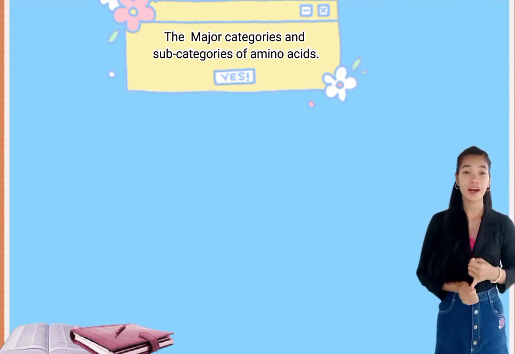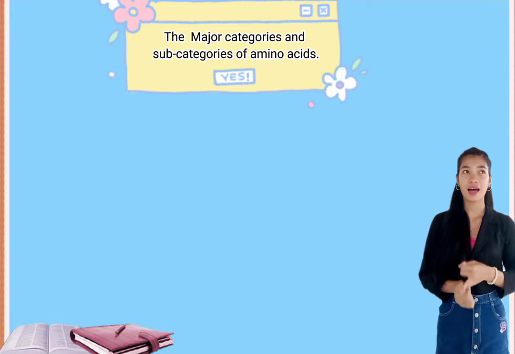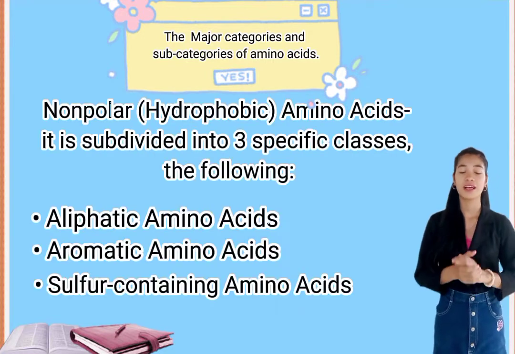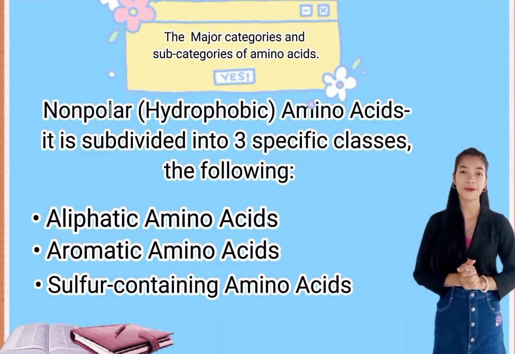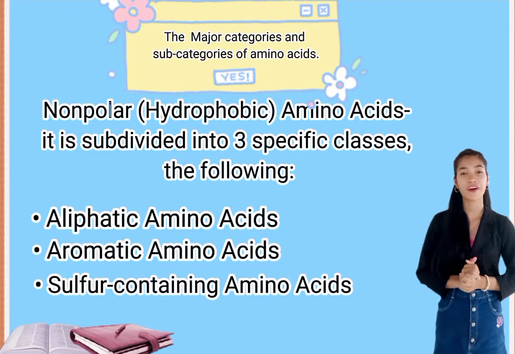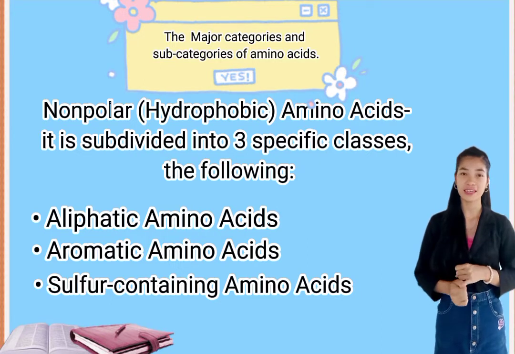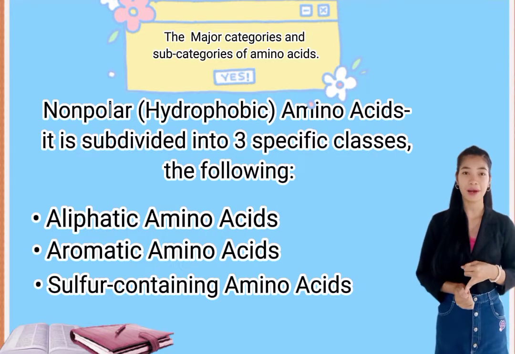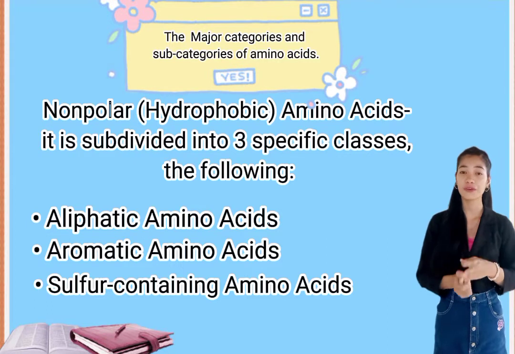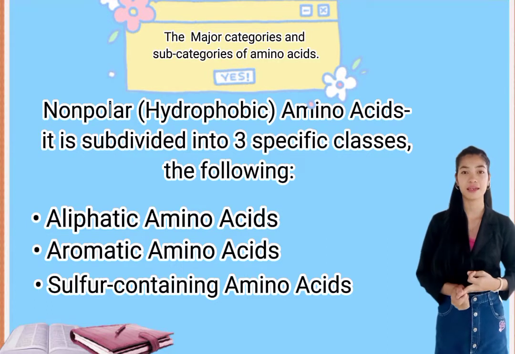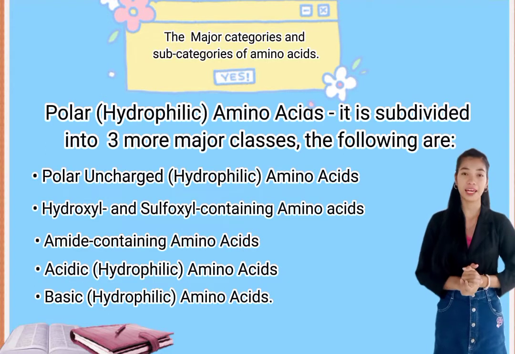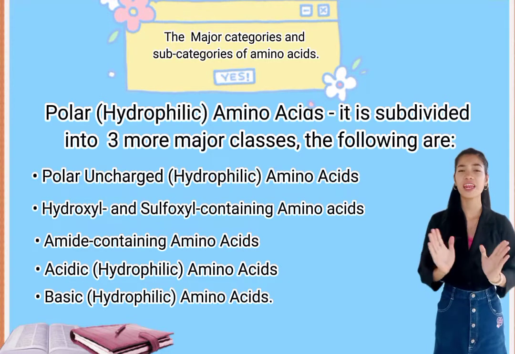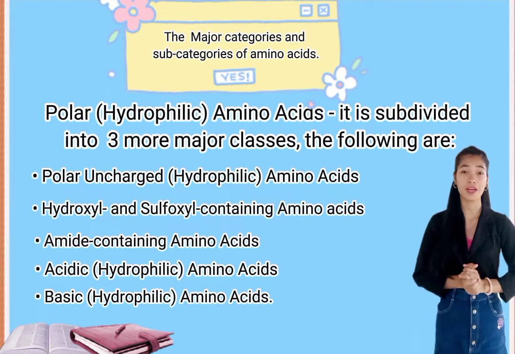So let's start with the major categories and subcategories of amino acids. The non-polar and apolar amino acids. So let's begin with the non-polar or hydrophobic amino acids. It is subdivided into 3 specific classes: the aliphatic amino acids, aromatic amino acids, and the sulfur-containing amino acids. And next is the polar or hydrophilic amino acids. It is subdivided into 3 more major classes.